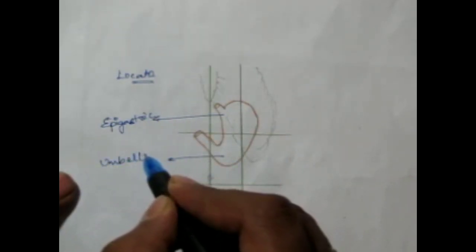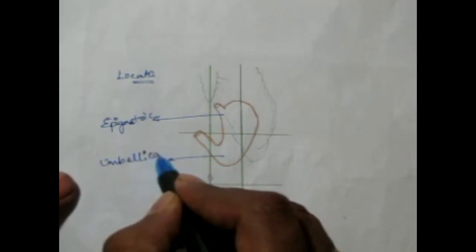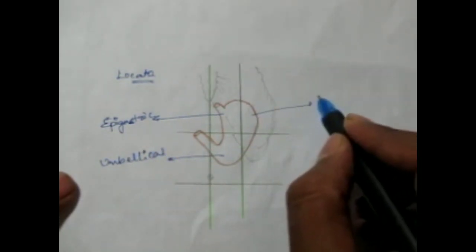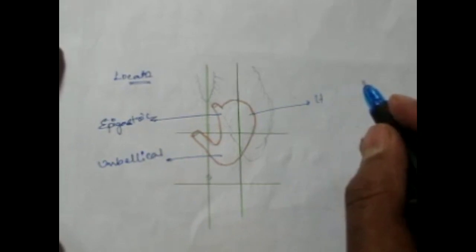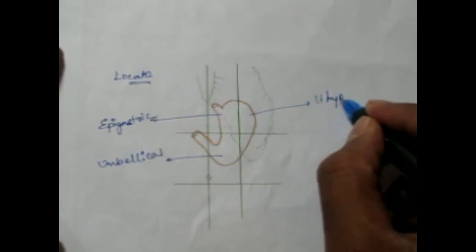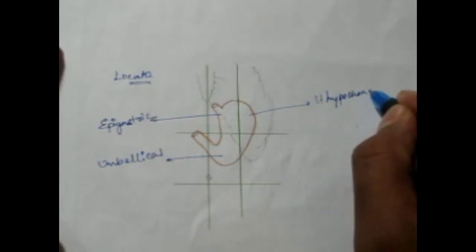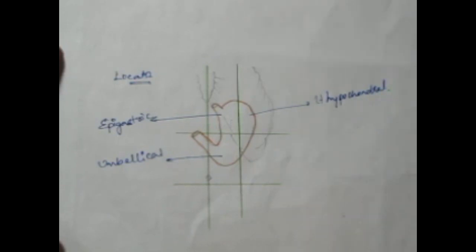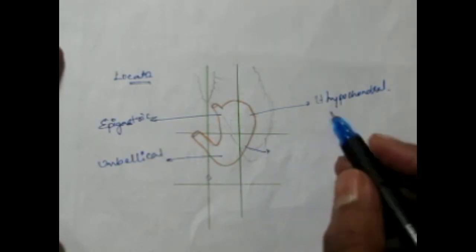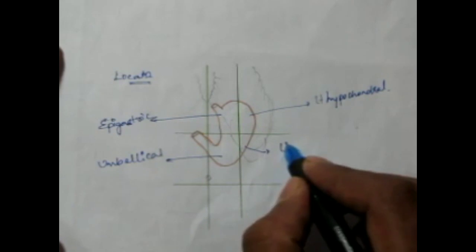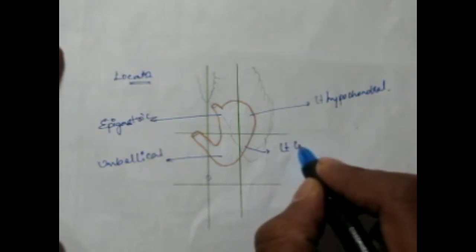Umbilical, left hypochondrial usually, and sometimes it is also present in the left lumbar region.